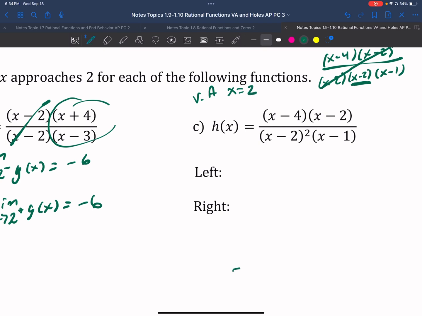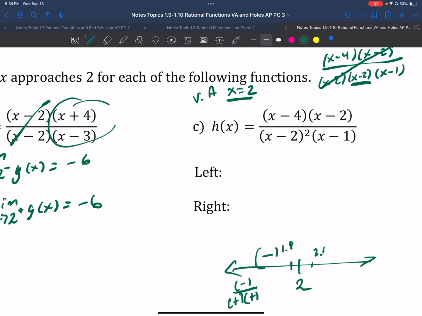So I'm going to do the same as before. I'm going to create my sign chart and put 2. And then I'm going to plug in, you can always pick the same numbers if you want, 1.9 and 2.1 for these two, since you are looking for the limit from the left for 2 and the limit from the right. So I'm going to do the same thing as before. 1.9 minus 4 will give me a negative. And then for the bottom one, 1.9 minus 2 will also give me a negative. And then 1.9 minus 1 will also give me a negative. So on the denominator, a negative times a negative will give me a positive.